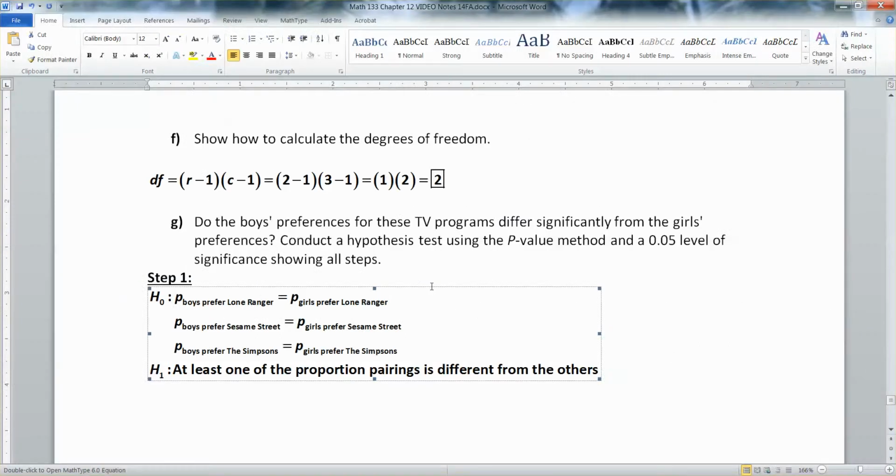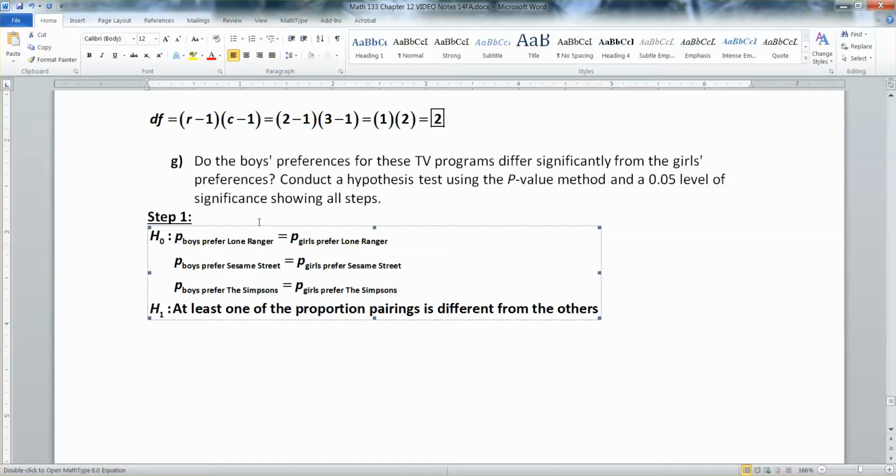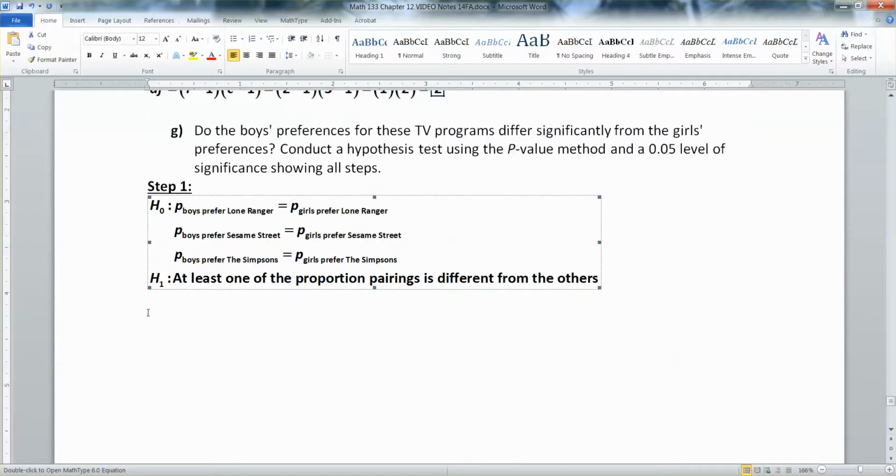The other way to do this, there is another way to do it, would be to say the proportion of boys who prefer Lone Ranger is equal to the proportion of boys that prefer Sesame Street, which is equal to the proportion of boys that prefer The Simpsons. In other words, you work down these 3 and set these 3 equal to each other, and then these 3 for the girls equal to each other. That is also a valid way to construct these hypotheses.